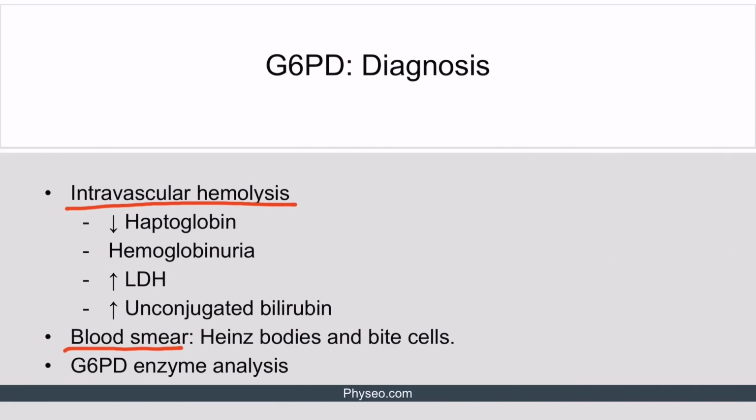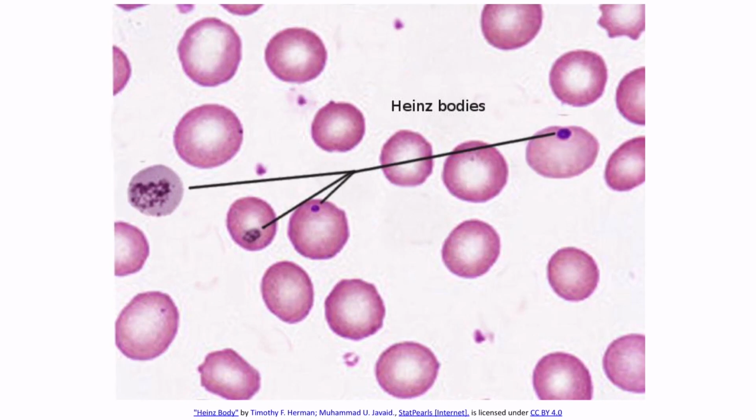The specific test we use to diagnose G6PD deficiency is G6PD enzyme analysis. Here is a blood smear from a patient with G6PD deficiency. Notice the blue dots within the red blood cells denoted by the lines. These are called Heinz bodies and are clumps of damaged hemoglobin aggregated within the red blood cells.